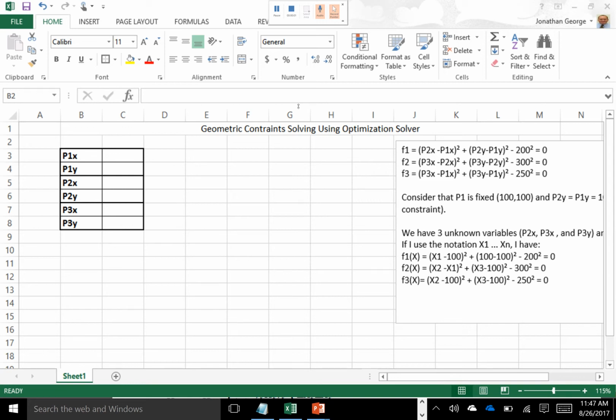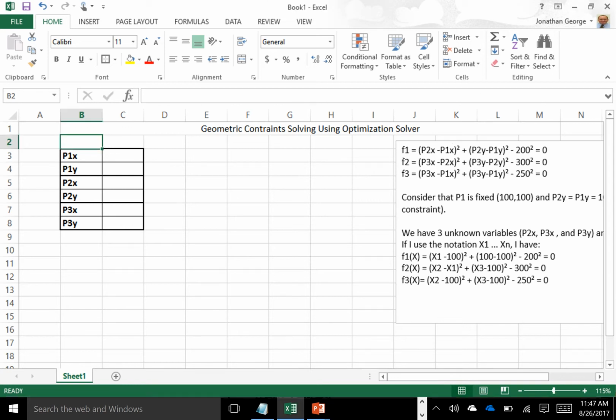Okay, so I recently had somebody on the web reach out to me and ask me to show how we could use a minimization solver and optimization solver to solve a geometric constraints problem. So in this particular case, somebody asked me to look at this particular case.